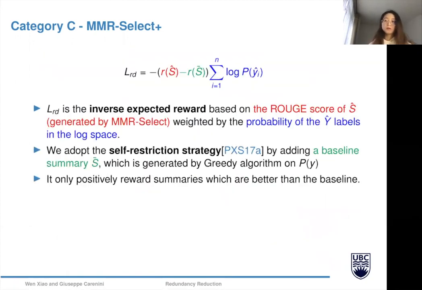Let's zoom in on the new loss term in the RL mechanism. It is the inverse expected reward based on the ROUGE score of S hat generated by MMR Select, weighted by the probability of the Y hat labels in the log space. We adopt the self-restriction strategy by adding a baseline summary S bar, which is generated by a greedy algorithm on PY. In this way, it only positively rewards summaries which are better than the baseline.